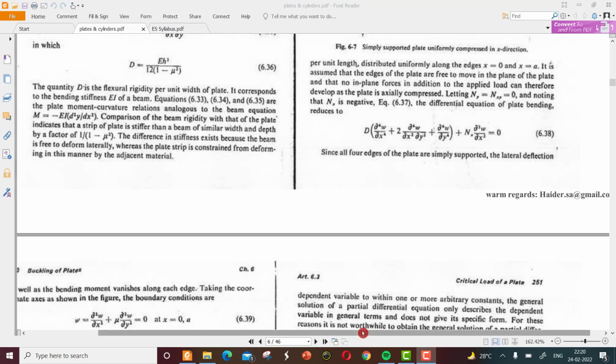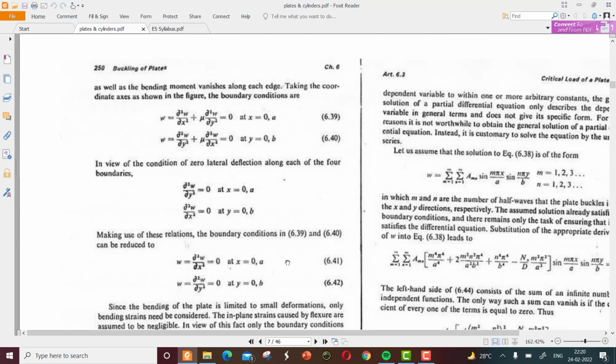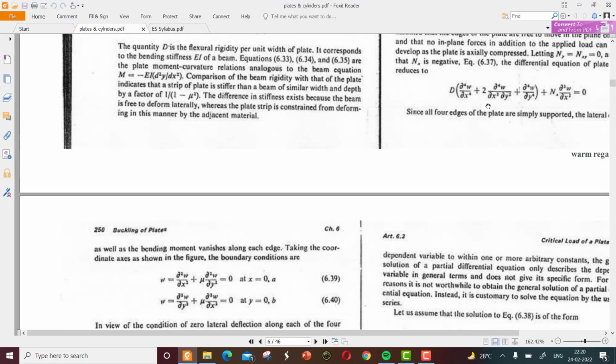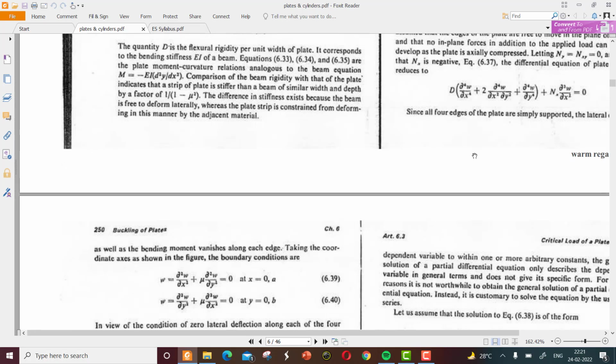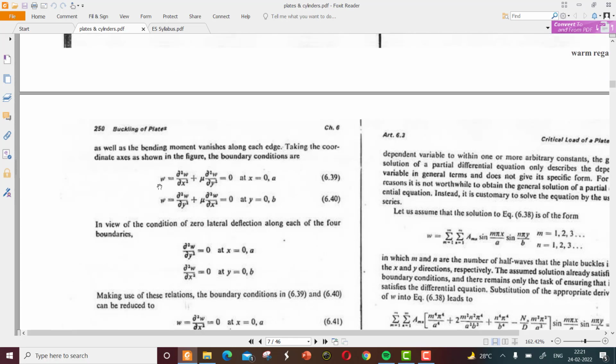So as a next step, we can apply the boundary conditions for this plate. We have the simply supported condition, so that there is no bending moment at the edges, as well as vertical deflection will be zero at the edges. So utilizing those conditions, we have the bending moment vanishes along the edge. Take the coordinate axis as shown in the figure.